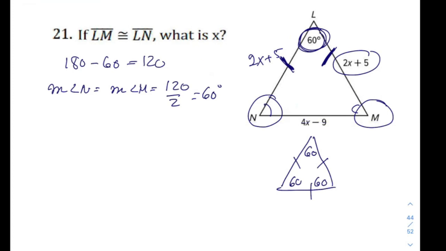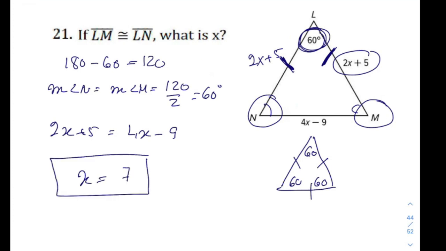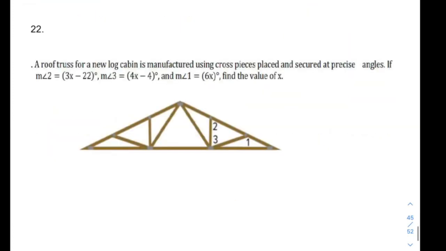That means 2x plus 5 will be equal to 4x minus 9, and you will solve the equation to end up with x equals 7. So that's because the triangle is equilateral.